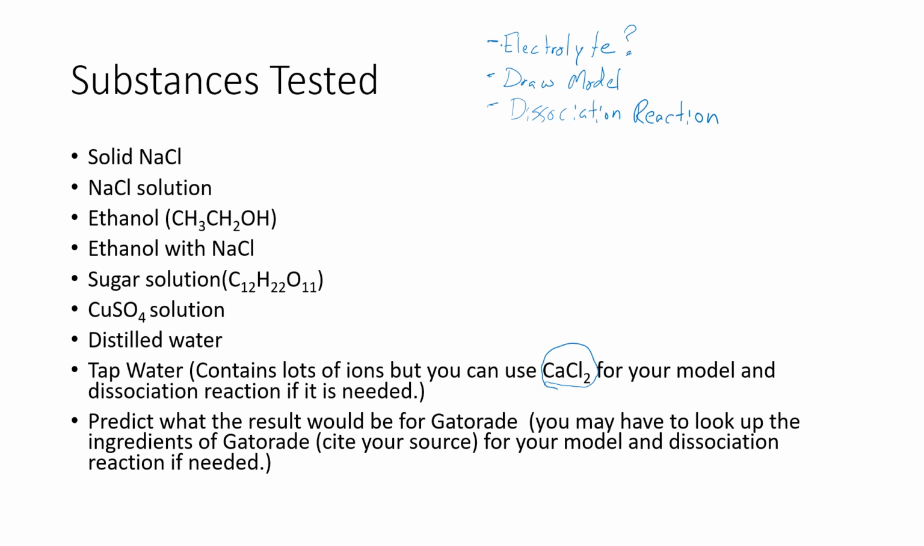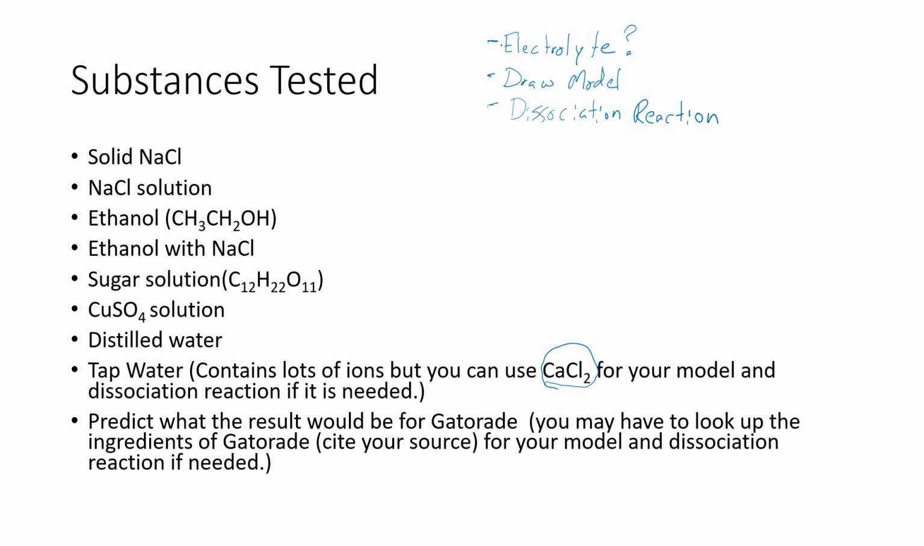Okay, I'd also like you to predict for Gatorade if it will be an electrolyte or not. So you can look up the ingredients and make sure you cite your source. Wherever you find the information about the ingredients, include that in the slide. Draw a model based on those ingredients, and if you need a dissociation reaction, write the dissociation reaction based on the ingredients that you find. Okay. All right, so I'm going to go through an example.